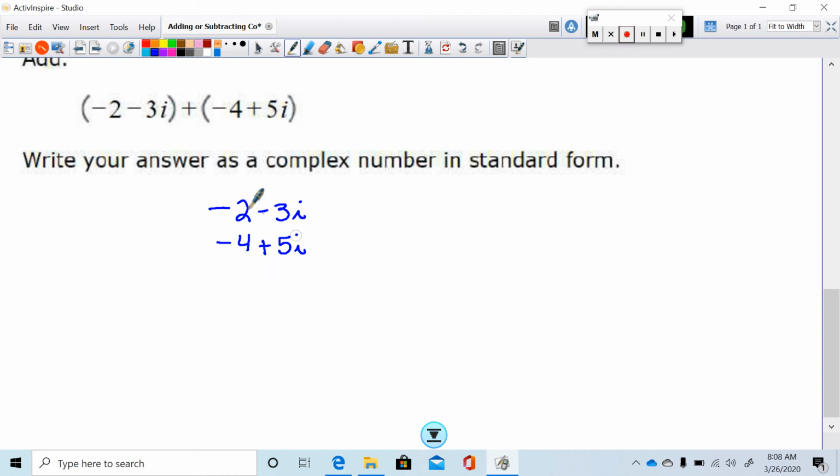Make sure that you get your constants lined up with your constants and your imaginaries with your imaginaries. -2 and a -4 is a -6. For my i's, I have a total of 5, take away 3 is a +2. So -6 plus 2i is the answer.